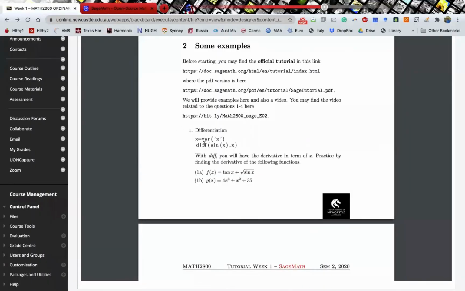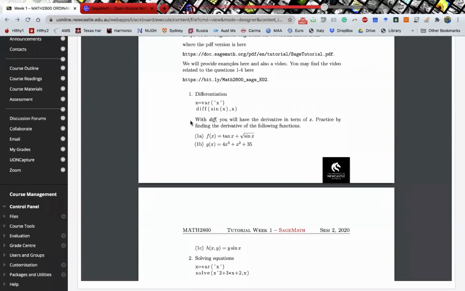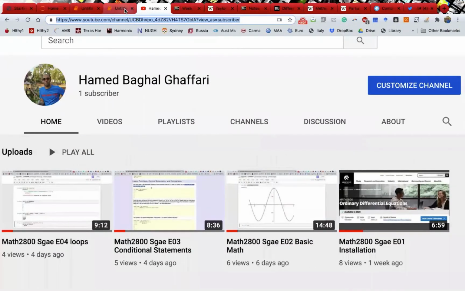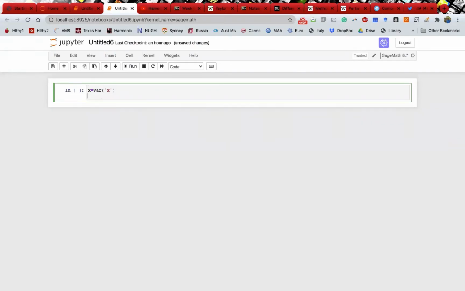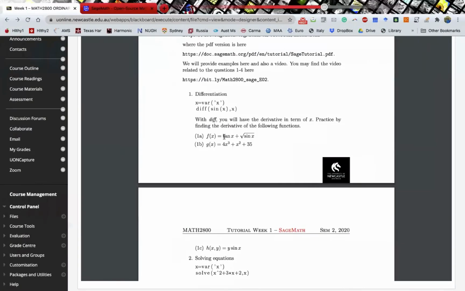Now let's start with differentiation, question 1. Here I have explained a simple example. You don't need to do a lot, and let's try it. I'm starting to write, where firstly I need to say that x is a variable. So for differentiating the first function, what's the first function?